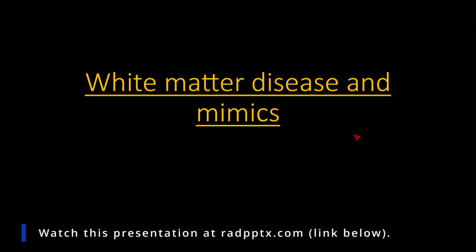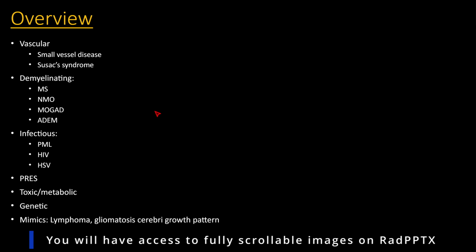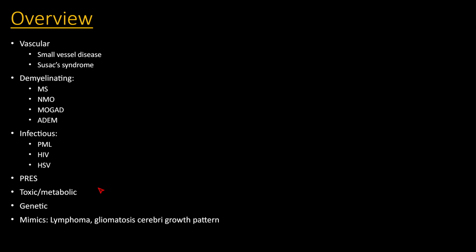In this presentation, I'll be talking about white matter diseases and their mimics. Many different categories of diseases can affect white matter. These include vascular, demyelinating, infectious, things like PRES, toxic metabolic etiologies, genetic conditions, as well as tumors that mimic primary disorders of white matter. And we'll go over each of these categories and each individual etiology in this presentation.